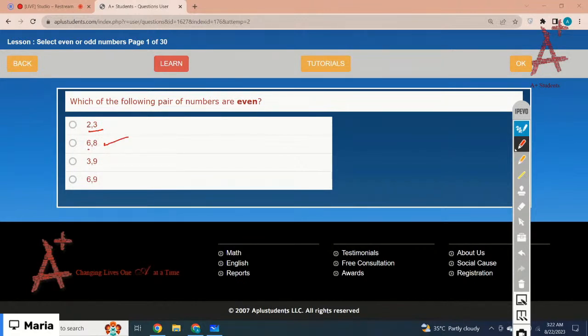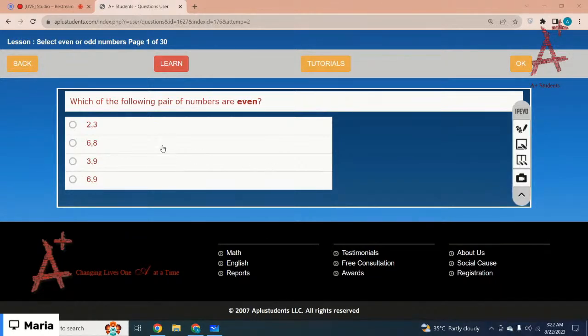That means option number 2 is the correct option because you can see 3 and 9. 9 is odd. 6 and 9, 9 is odd, right? So the other three pairs must have an odd number. That means option number 2 is the correct option. 6 and 8 both are the even numbers.